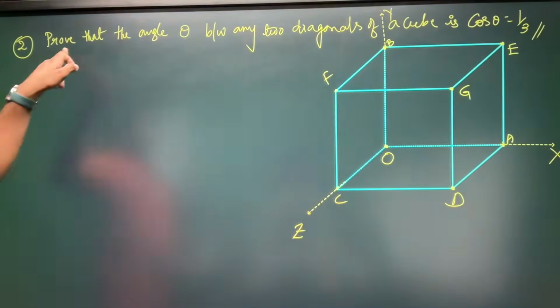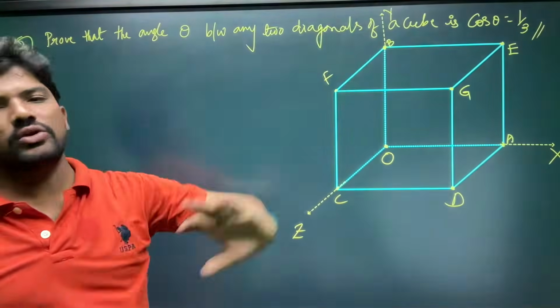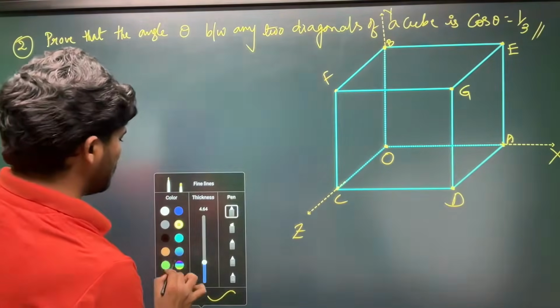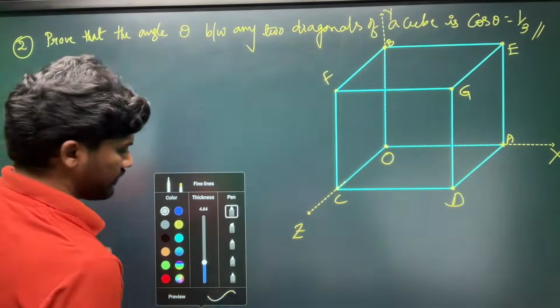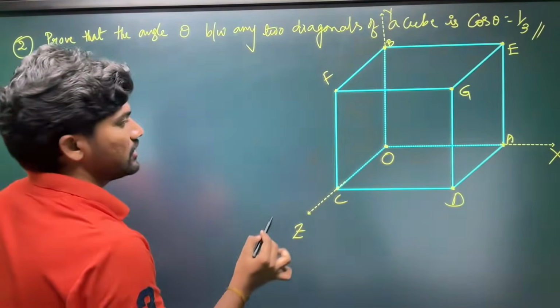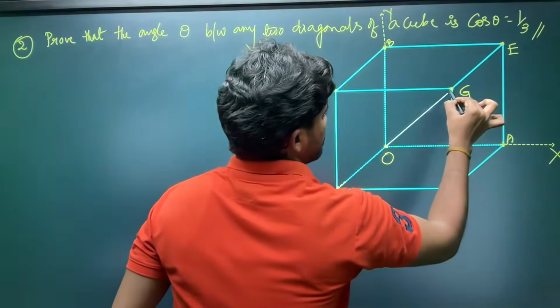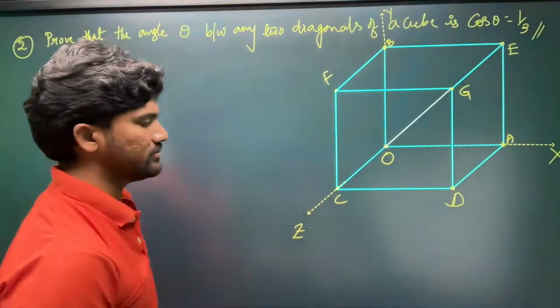See, now read the question. Prove that the angle theta between any two diagonals. Any two diagonals means, see here I am taking two diagonals. What are those two diagonals? I am taking them like this. OG bar, OG bar. The first diagonal I am taking as OG bar. Clear? OG bar is the first diagonal.